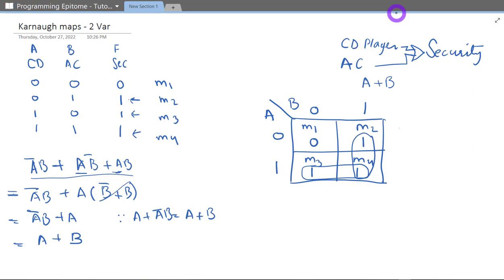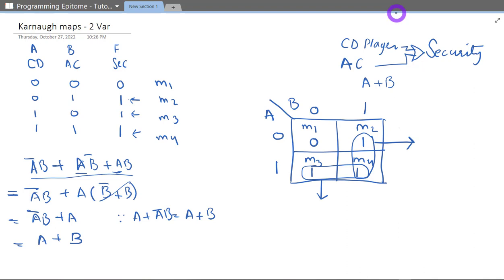Alright, now that I have made the groups, the last step is to write the term from these groups. So I'm going to write one term for this group here, and I'm going to write another term for this group here. Now how to write the terms? There is a particular rule: I have two terms, A and B. I will only write that term which does not change in this group.